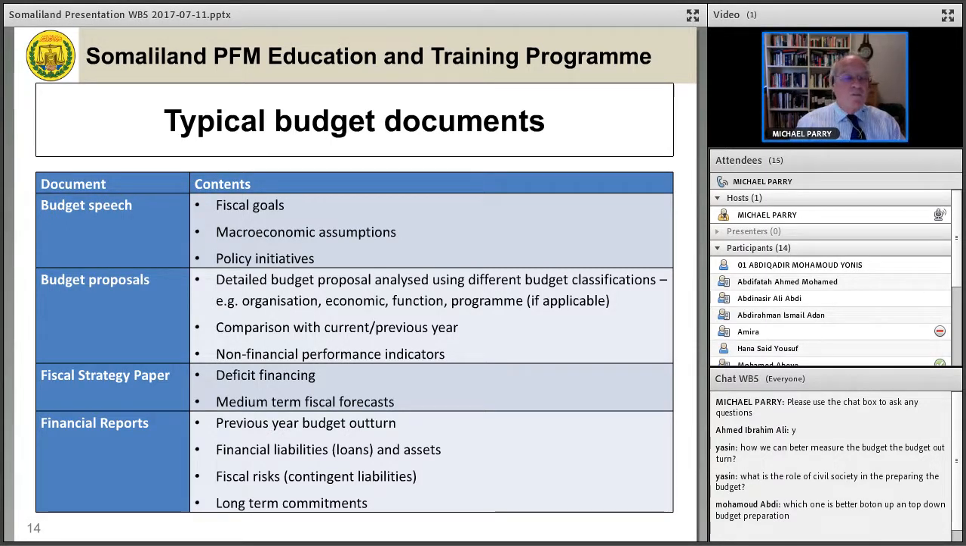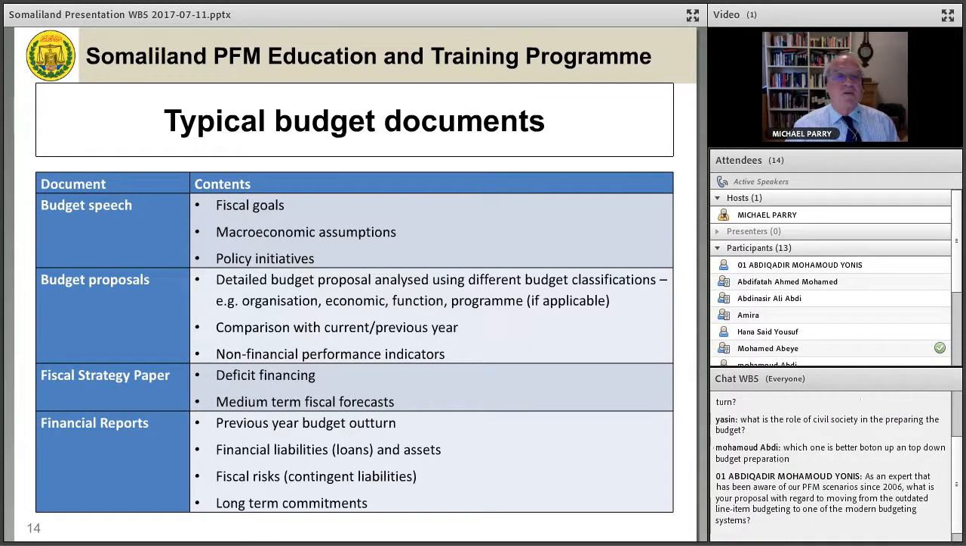And finally, there should be financial reports, or if you like, financial statements, showing the previous year outturn. If you're using cash accounting, there should also be a statement of liabilities, loans and assets, fiscal risks, contingent liabilities, and long-term commitments. Now, we haven't gone into some of these as yet, and you don't really need to know them in any detail. Fiscal risks is an area we certainly haven't explored. Financial liabilities, I think everybody will be familiar with, and long-term commitments we have discussed. But those are the things you would expect your financial reports to include. That summary, if you had all of those, then you would meet most of the international requirements for budget information.